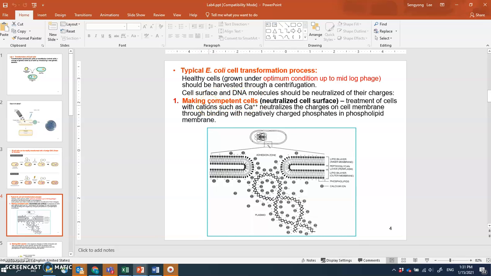How do you do that? By adding some chemicals like calcium chloride or rubidium chloride. Normally those ions are added. So what do those ions do? Think about your cell membrane structure. The membrane is a phospholipid bilayer, right? Phosphate head, and then a hydrocarbon chain in the middle. So the bilayer is made of 2 layers of phospholipids.